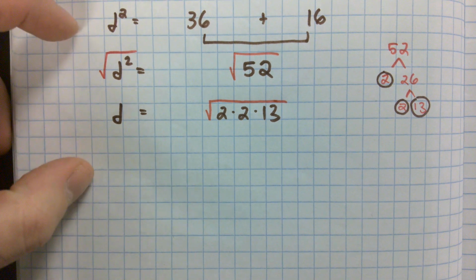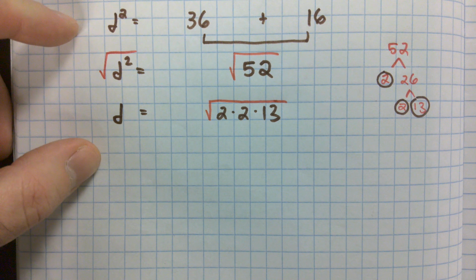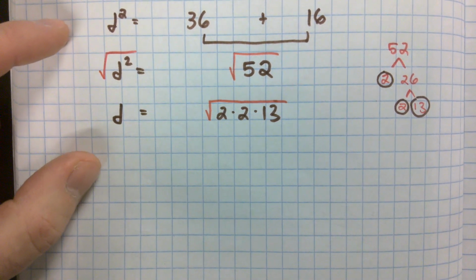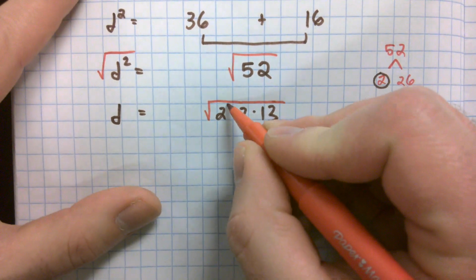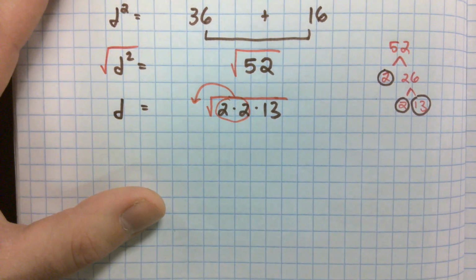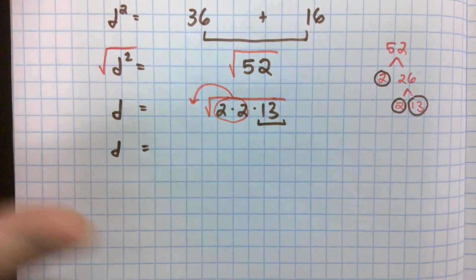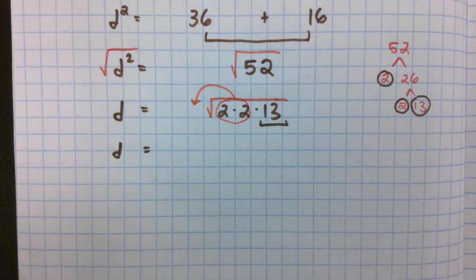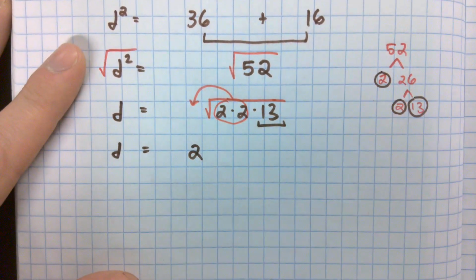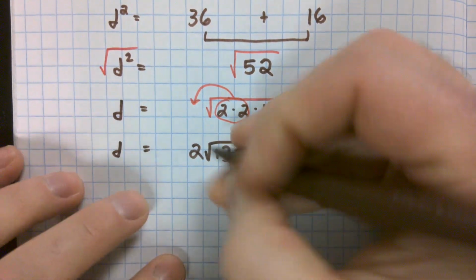Any questions I can answer before we finish this off? Give me a thumbs up if you're following this process, this example so far. Good. Okay. Are there any pairs we can circle up and bring out here? Yep, I've got a pair of 2s. That's going to go out in the front. What gets left over inside the square root? 13 gets left over. So d is equal to what? 2 root 13.